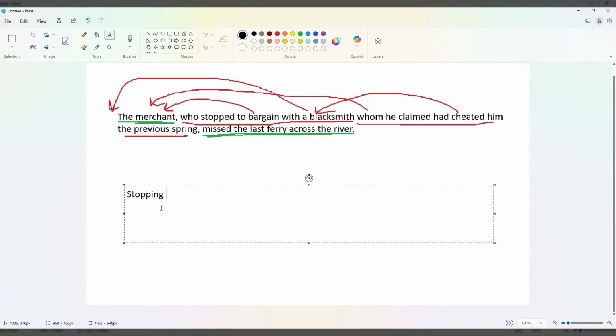Right? We put our subject and verb together by pushing all of that in front, or we can push it all in behind and maybe it won't confuse things. We could say the merchant missed the last ferry across the river after stopping to bargain with a blacksmith whom he claimed had cheated him the previous spring.